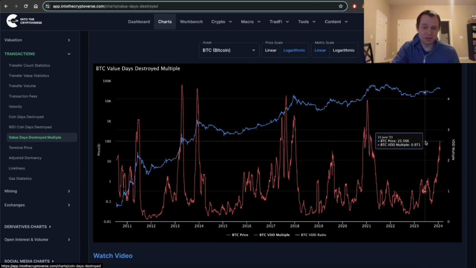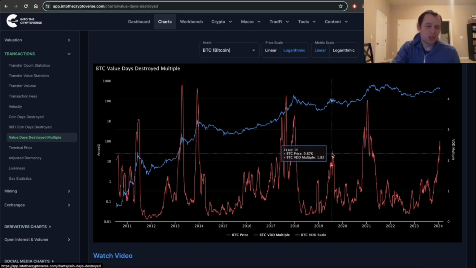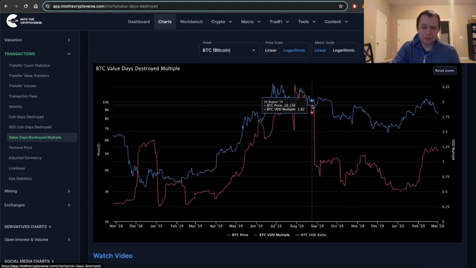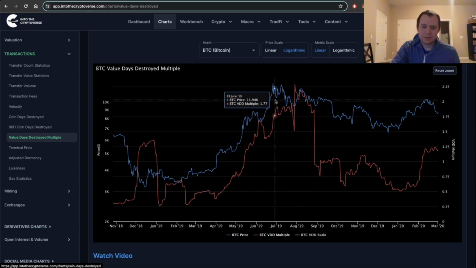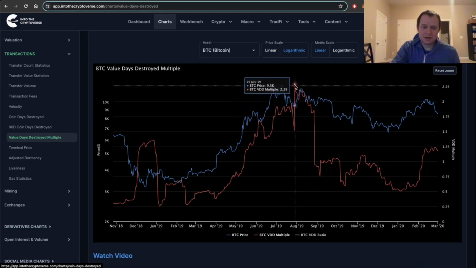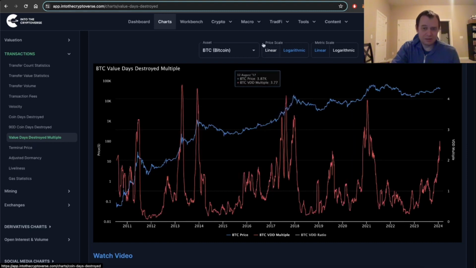I don't know if this metric's going to be a lot higher or if it will kind of top out prematurely like it did in 2019. The one thing to remember about this 2019 move, in terms of the context of value days destroyed multiple, is that it really topped out in July, which is when the first rate cut arrived, right? We know that July was when the first rate cut arrived.